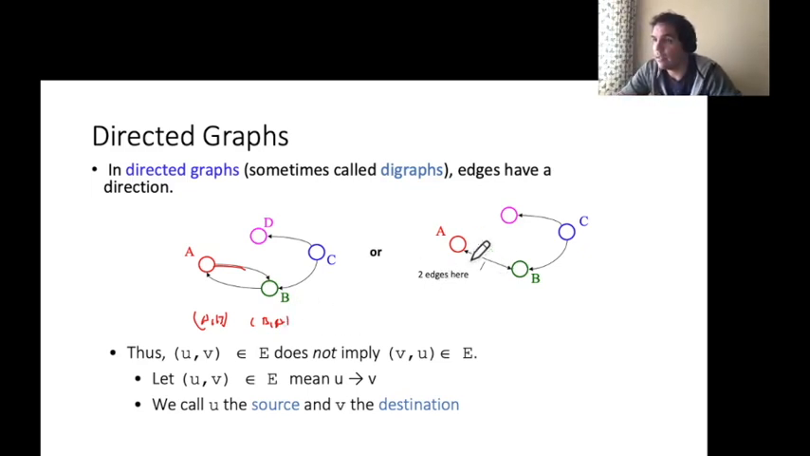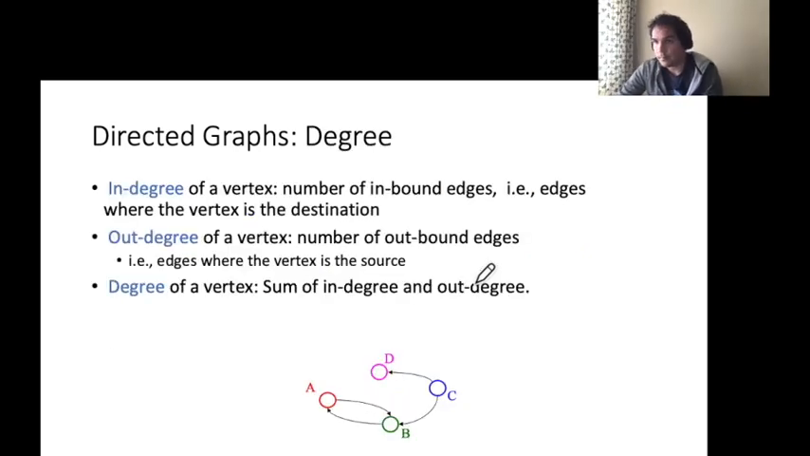Sometimes, if we have the two connections, we can just put one single line with two arrows pointing in both directions. This is just another representation. And okay, so these are some important things.